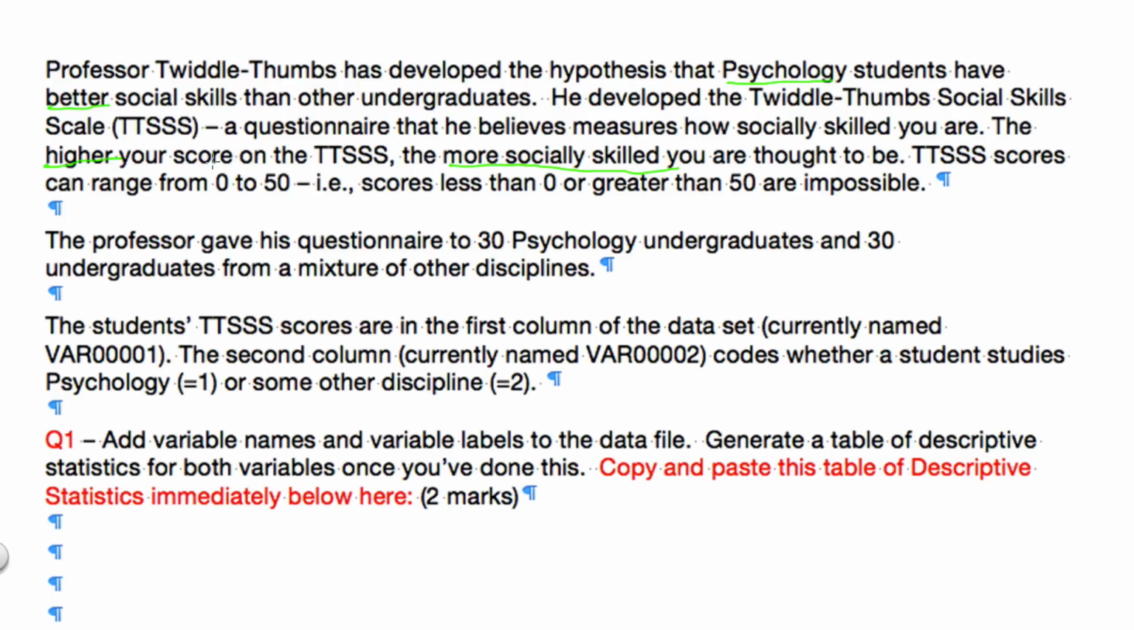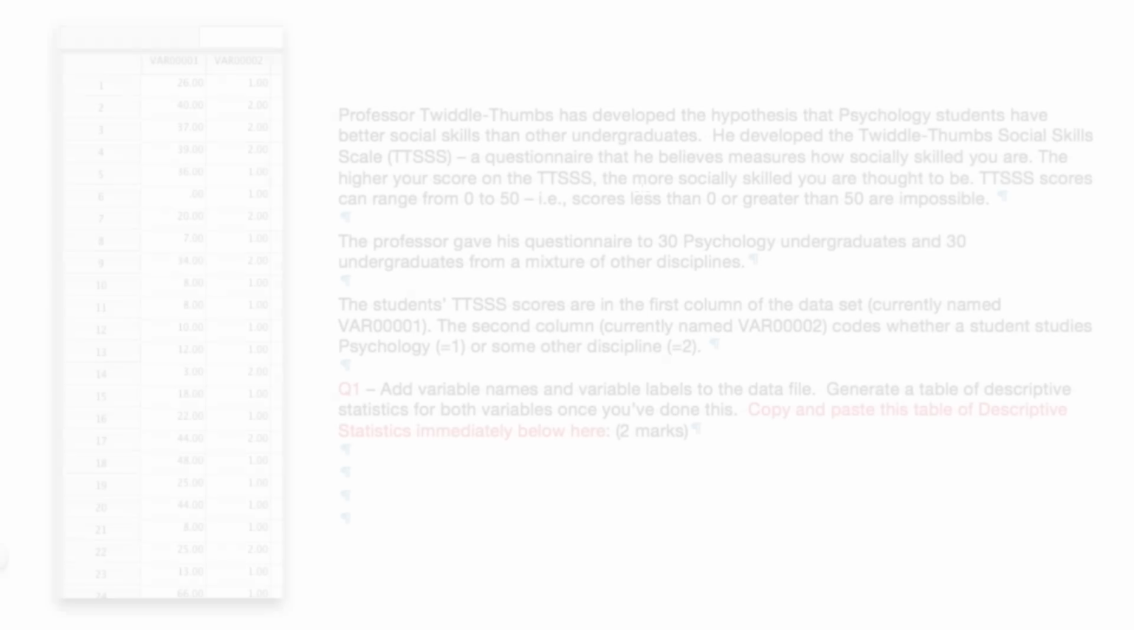It's important to note that the scale goes from 0 to 50. Anything outside of that is clearly nonsense. And that the questionnaire was given to 30 psychology undergraduates and 30 people studying something else.